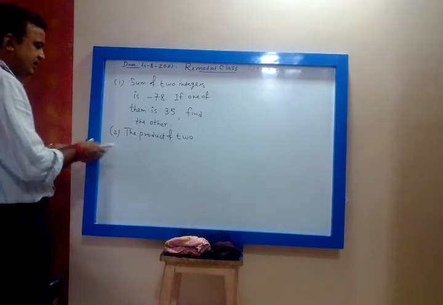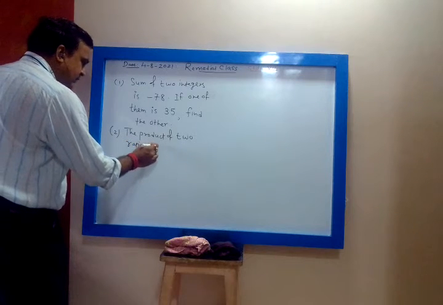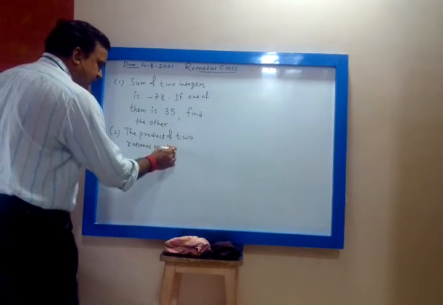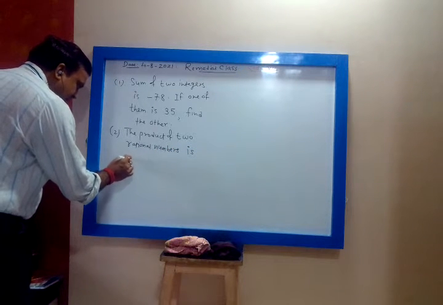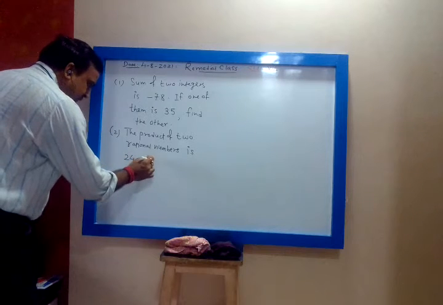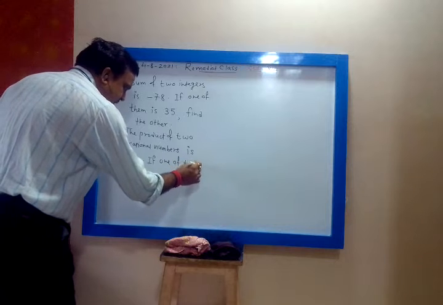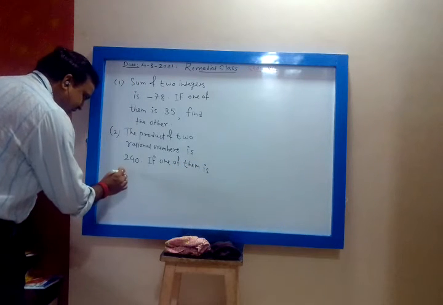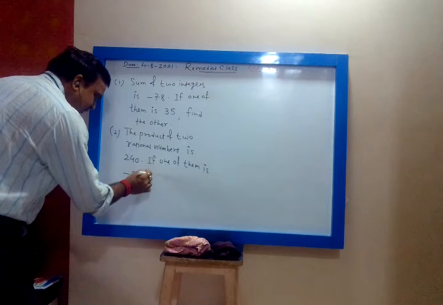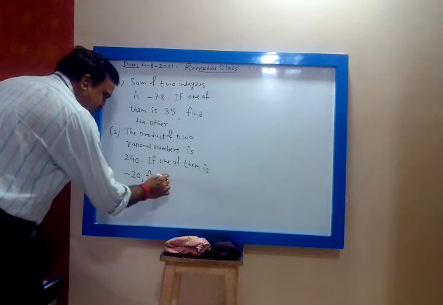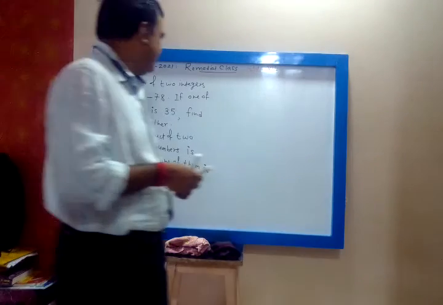Okay, the product of two rational numbers is 240. If one of them is minus 20, find the other. You have to solve all these problems because these are the basics of integers and rational numbers.